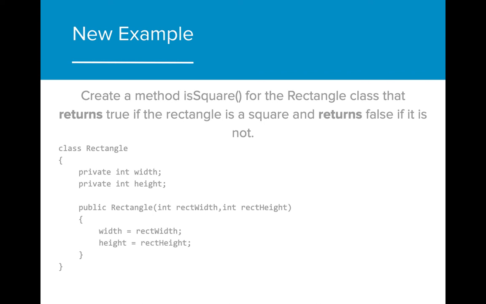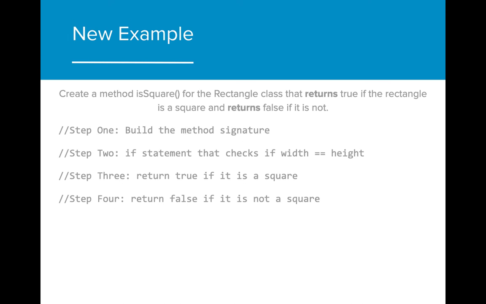Now let's try an example of our own. We're going to create a method isSquare for the rectangle class that returns true if the rectangle is a square and returns false if it is not. Here are the steps we can take to complete this method. The first thing we need to do is build the method signature.